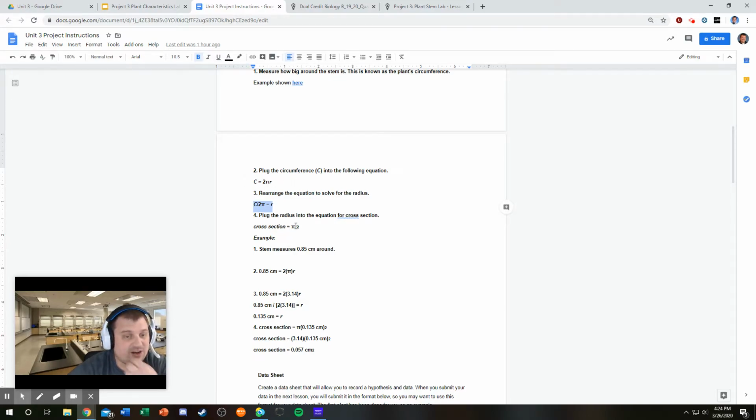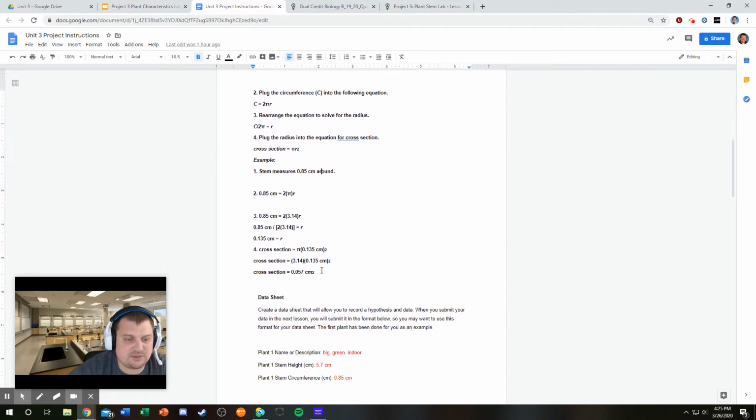And now to get the cross section, you'll plug it into this. So the cross section equals pi r times 2. Yes, times by 2. So it's pi times r times 2. That'll give you the cross section.